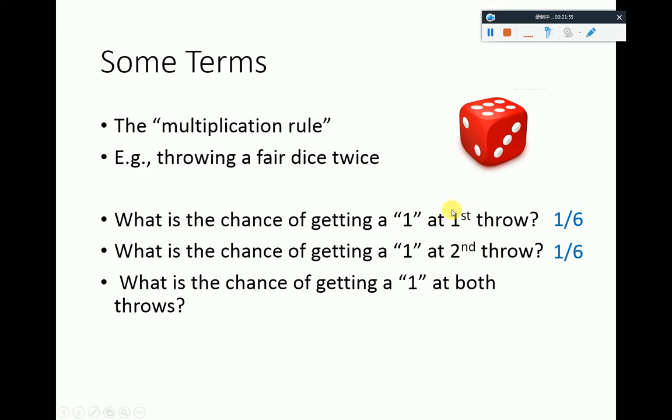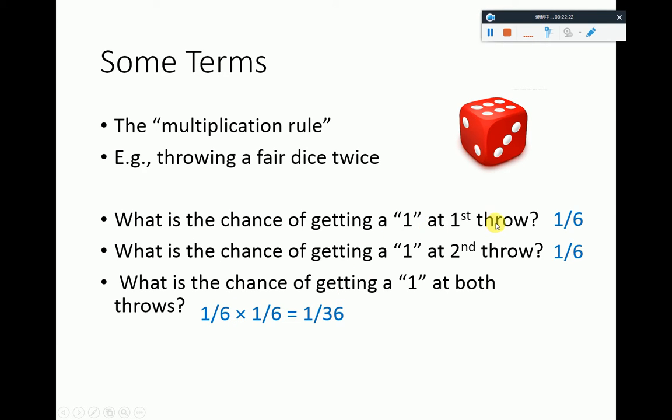These are two independent events. You cannot use the outcome of this event to predict the outcome of this event. For that, you will have two independent events. Okay, so the multiplication rule says if you have two independent events, then the chance of observing the same outcome at each event will be the product of the probability of each event.